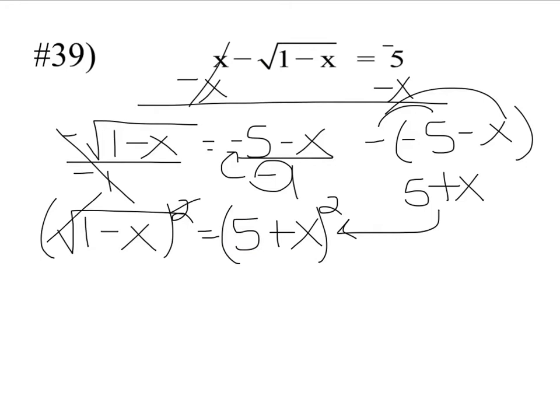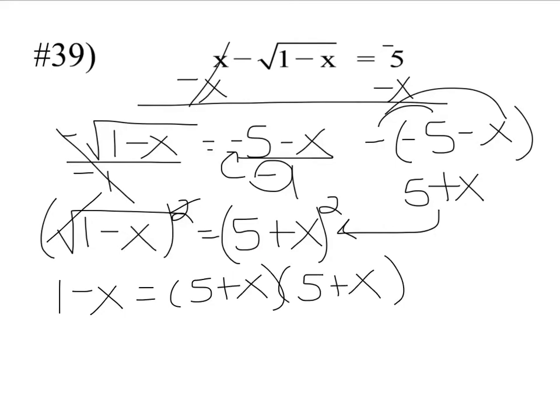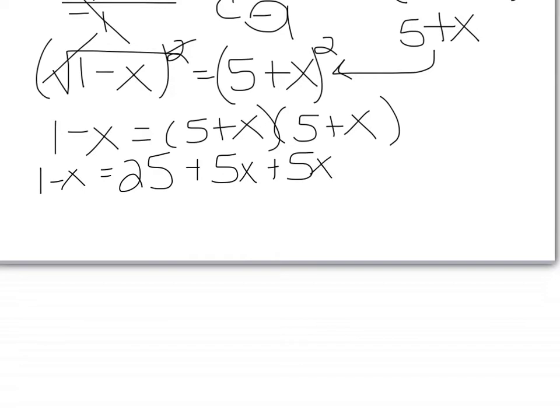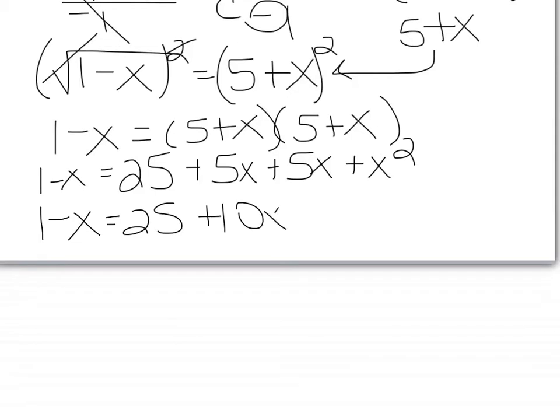The square root and the square cancel, leaving you 1 minus x is equal to 5 plus x times 5 plus x. 1 minus x we're going to leave alone for now. 5 plus x times 5 plus x ends up being 25 plus 5x plus 5x plus x squared. 5x and 5x are like terms, so I can add them together, giving me 10x plus x squared. This x squared immediately tells me that in the end I'm going to have to factor in order to solve.